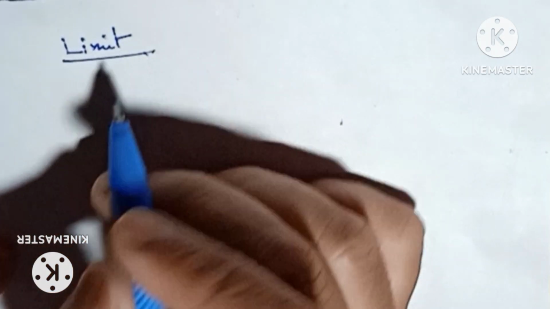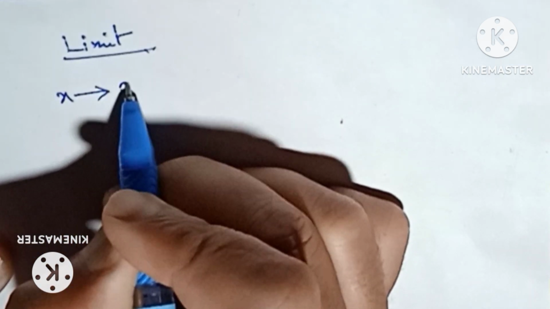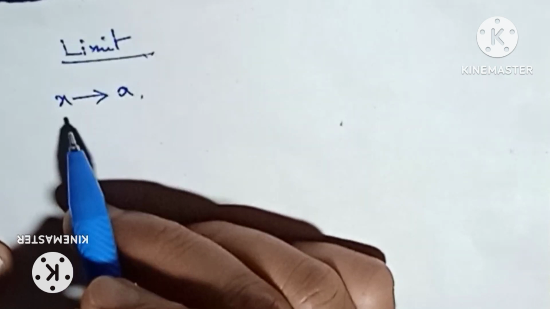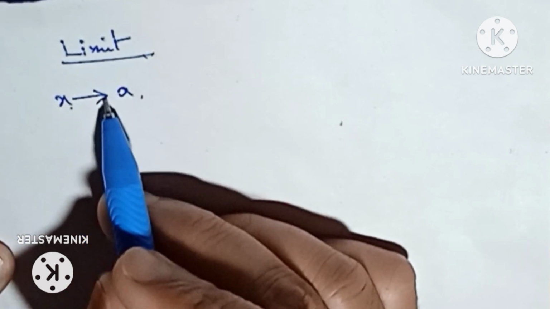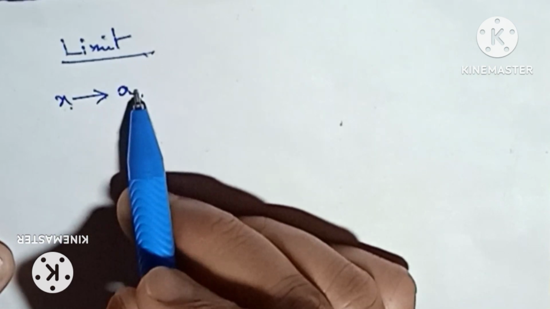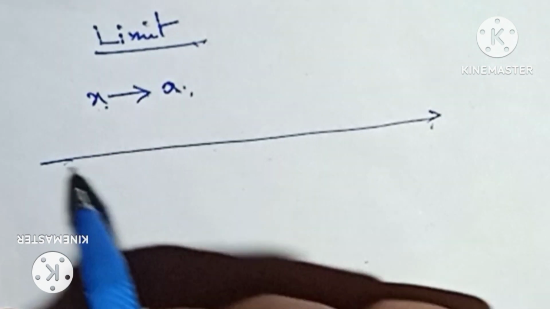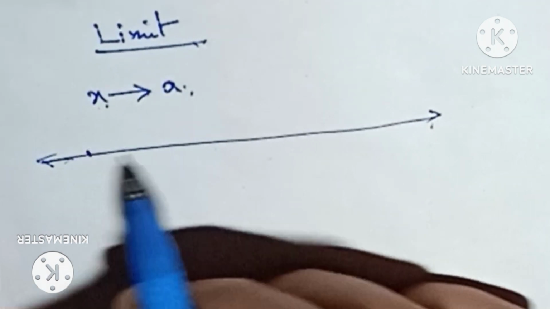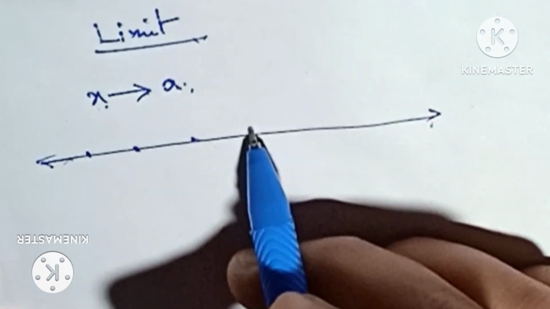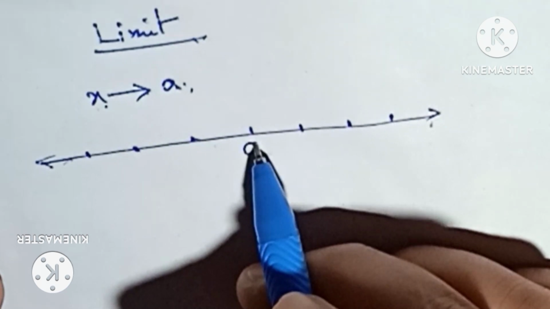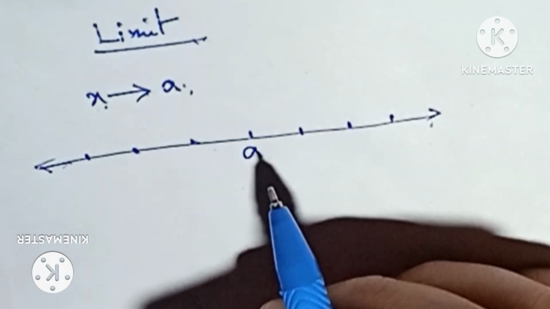Limits. This notation or symbol we can read as x tends to a, or x approaches a. Let us consider a number line, and a constant value a is on the line.